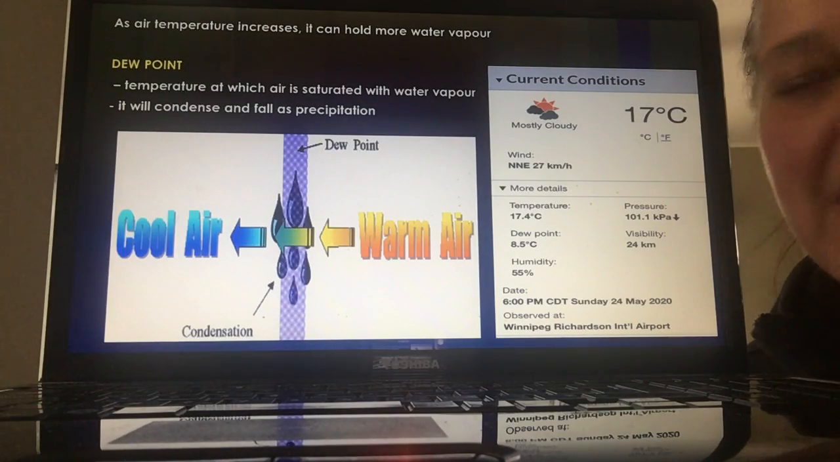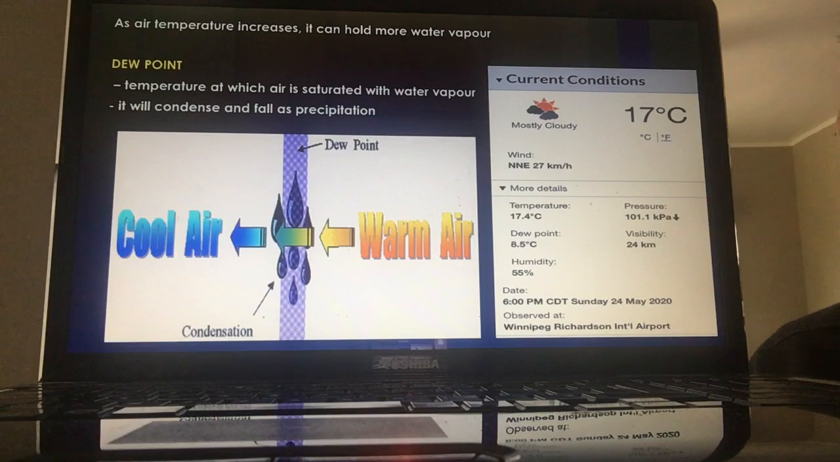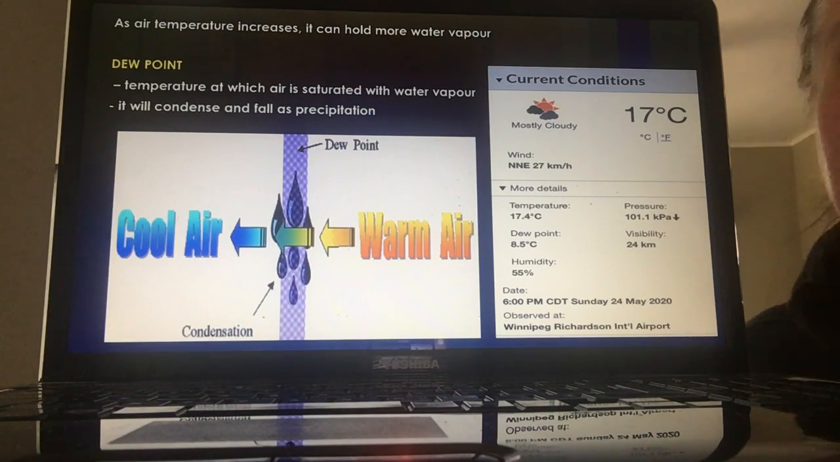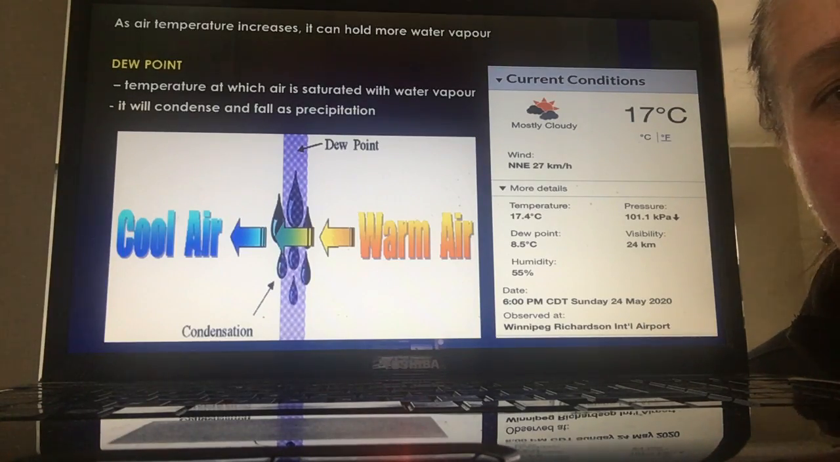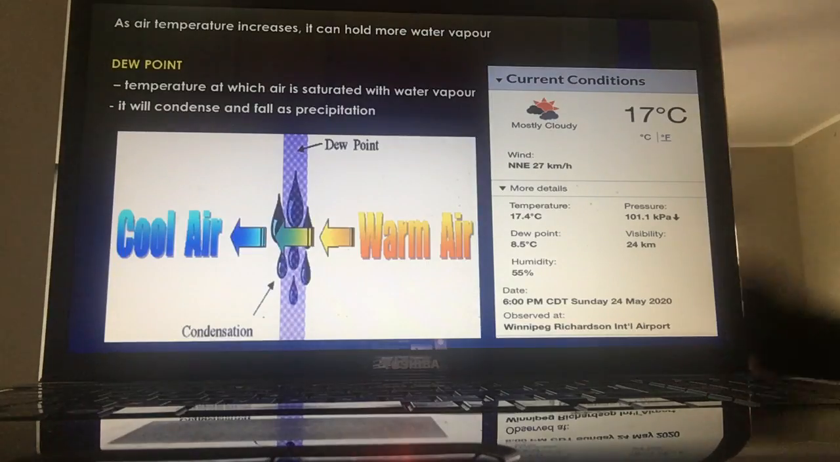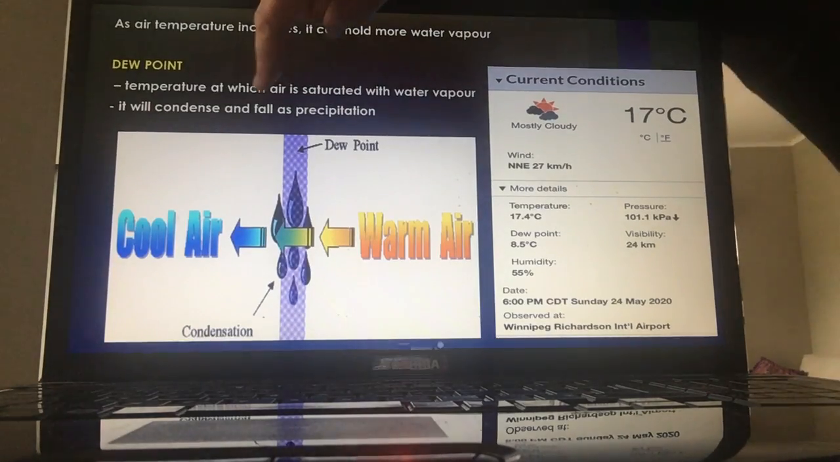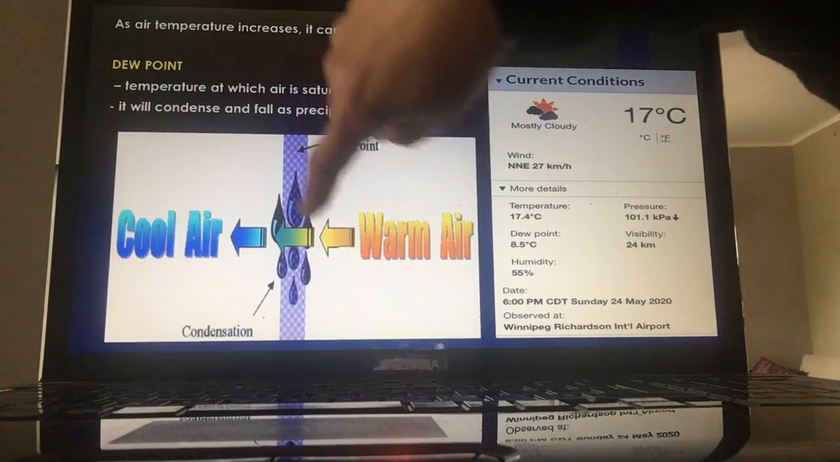Then our next term is something called dew point. The dew point is the temperature at which air is saturated with water vapor. So if something's saturated with water vapor, it's full. Now, as that water condenses, it will eventually fall out as precipitation. Well, how and when? When does it change from water vapor, condense back into rain? Well, once it hits the dew point.